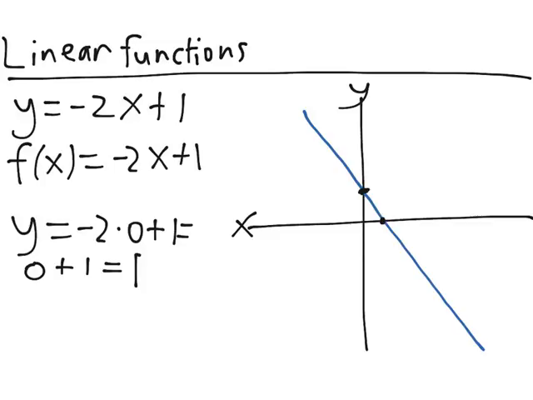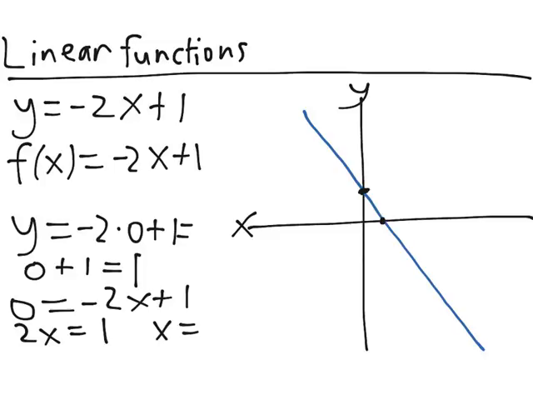To solve for this using our equation, we simply plug in 0 for y, since all points on the x-axis have a y-coordinate of 0, and solve for x. We have 0 is equal to minus 2x plus 1, so 2x is equal to 1 if we add 2x to both sides. Finally, dividing both sides by 2, we get x is equal to 1/2.